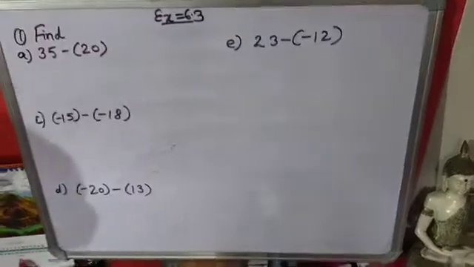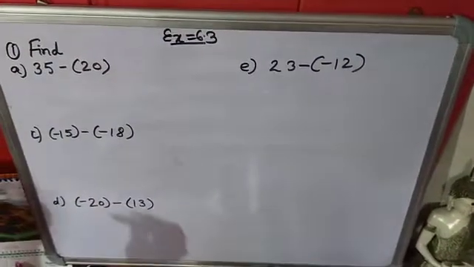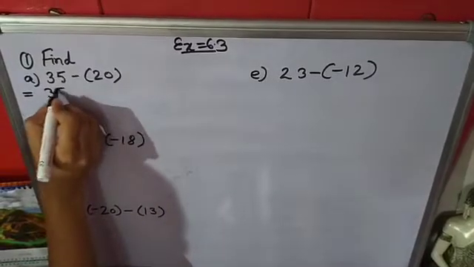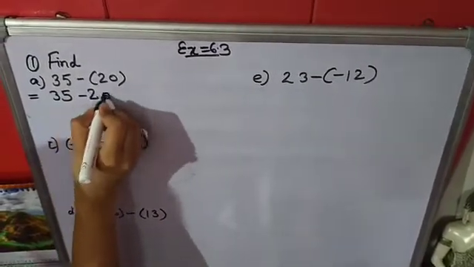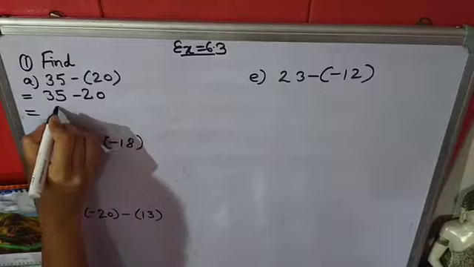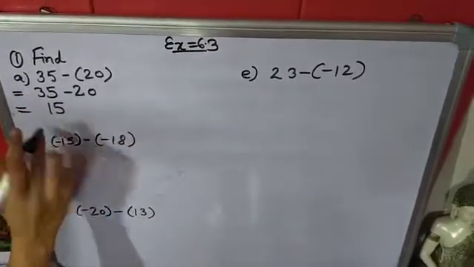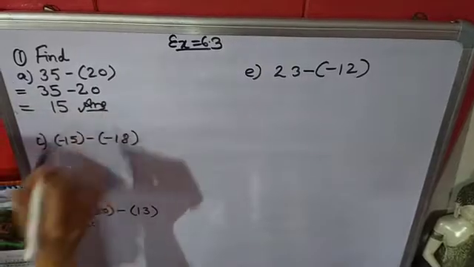First question is find. A part is this. So first of all, open the bracket. 35 minus 20. It is simple. We will subtract it. 15 will come and big number is 35. Sign of big number is plus, so it will be positive integer.